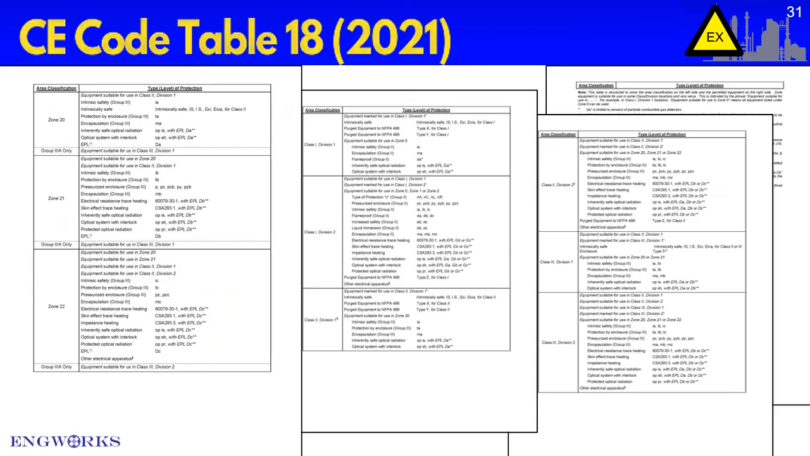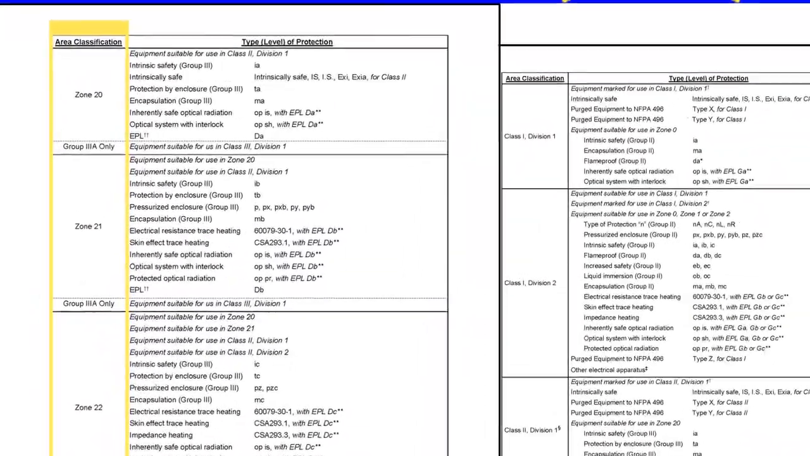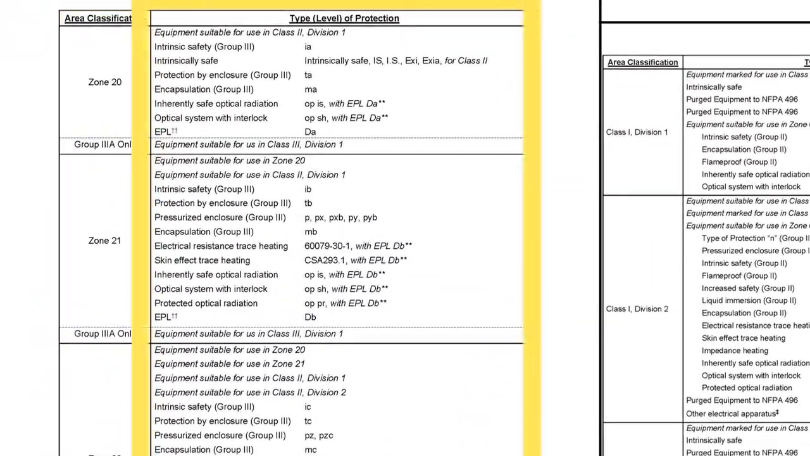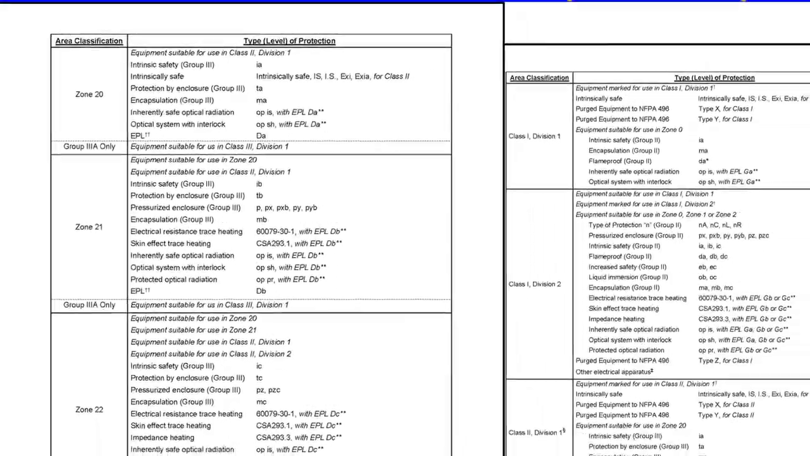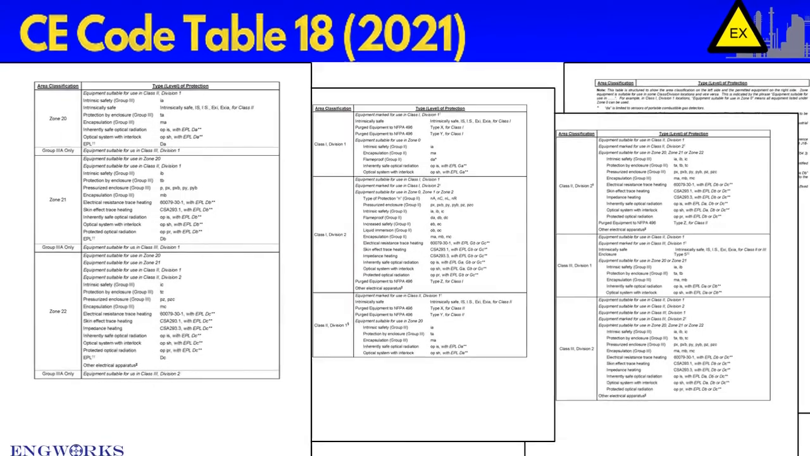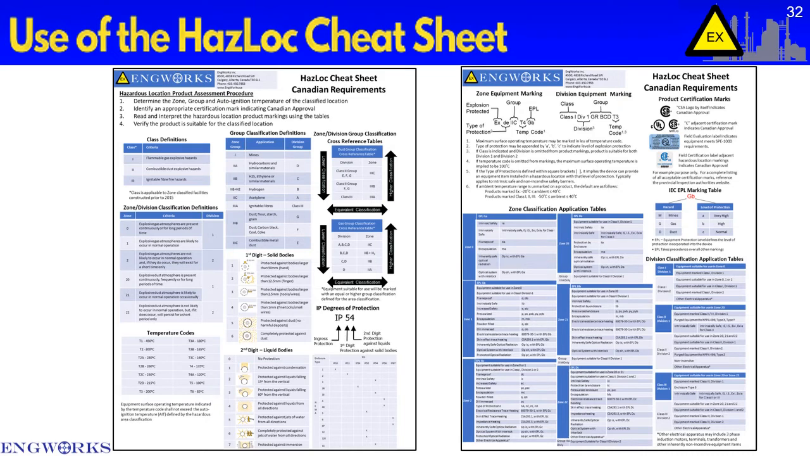Table 18 is new to the Canadian Electrical Code. The left column indicates the area classification where the product will be installed. The right column defines the type and the level of protection suitable for use in that classified area. The type and level of protection must then be compared to the Hazloc markings on the product. When the product you're installing is approved and marked with the type and level of protection defined in Table 18 and the group markings and temperature code meets the requirement of the end-use classification, the product is considered code compliant and safe for installation.